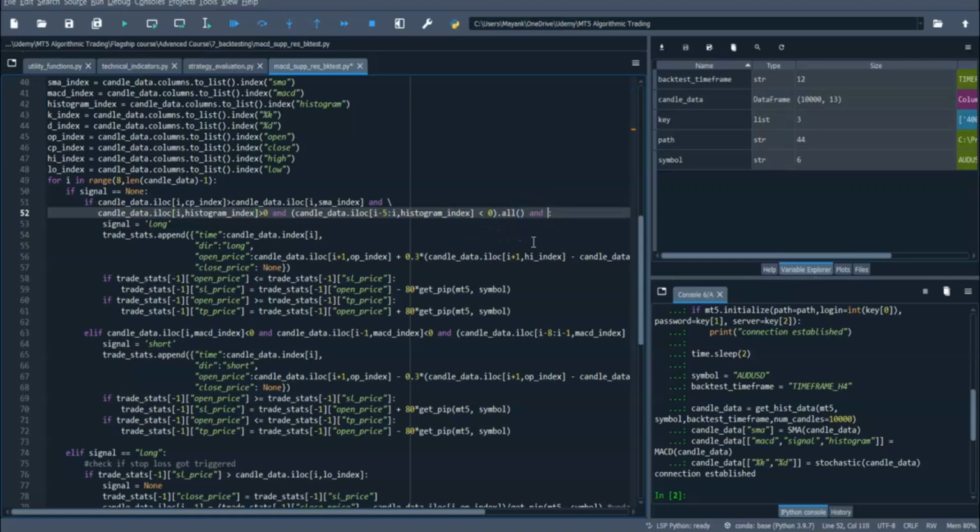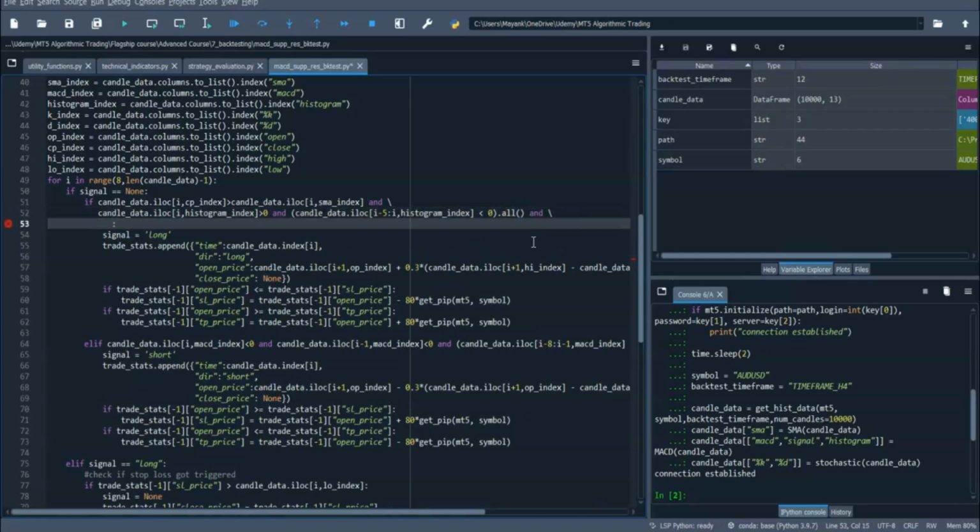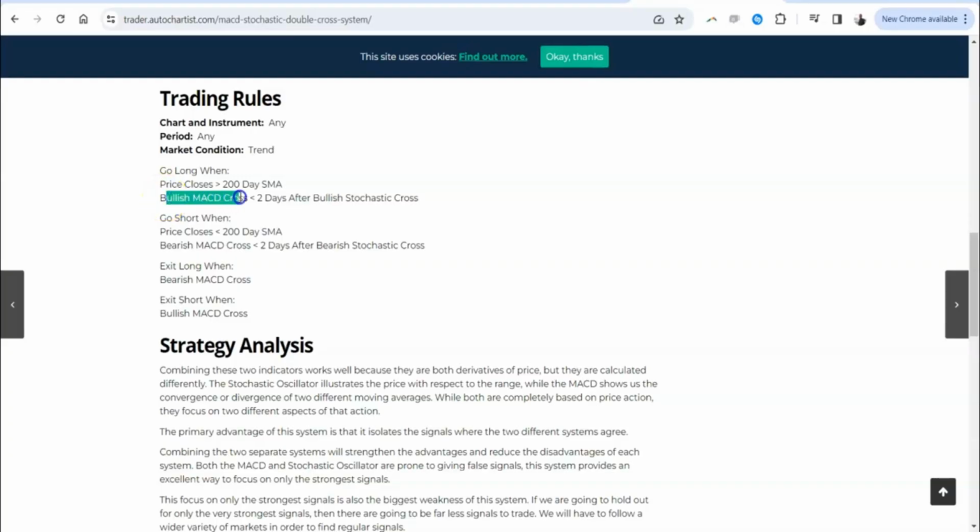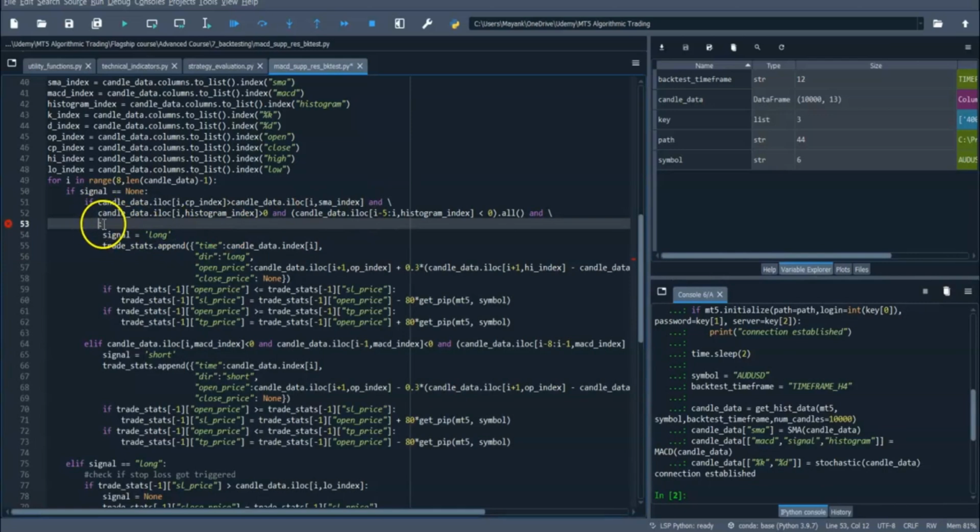The third condition is going to be the most challenging, and that is the stochastic crossover within 2 days. The bullish MACD crossover has happened less than 2 periods after the bullish stochastic crossover. So it's not that simple. We'll have to create a function because if I implement it here, it will look really messy. So let me create a placeholder right now. We'll call this function stochastic bullish crossover within, let's say, n periods. A long name, but I want it to be descriptive so that nobody gets confused. I'll pass some arguments here. We will implement this function in a bit.